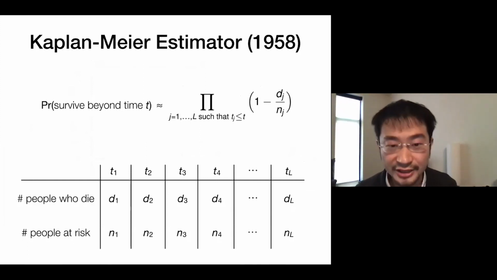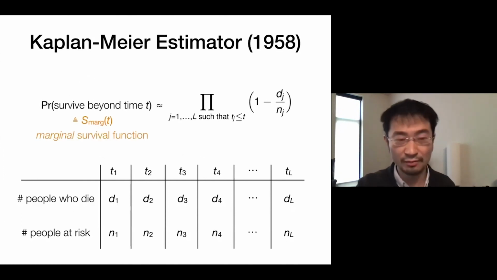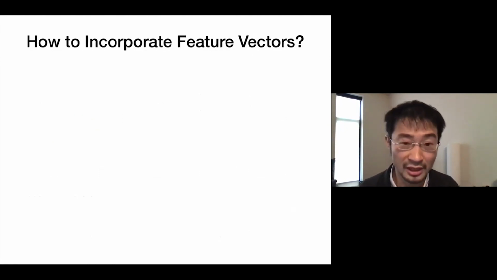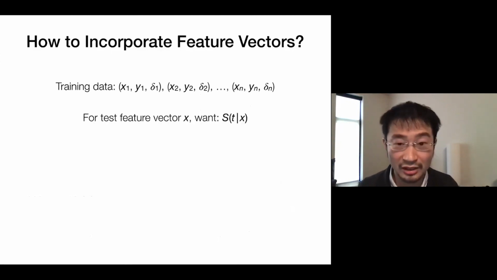So as you can see, this thing does not know anything about the feature vectors, which is kind of unappealing. We want to say things about specific patients. This thing, by the way, I'll refer to as a marginal survival function because it doesn't look at the feature vector. Really what we want is to look at the feature vectors. So how we can do this is very simple.